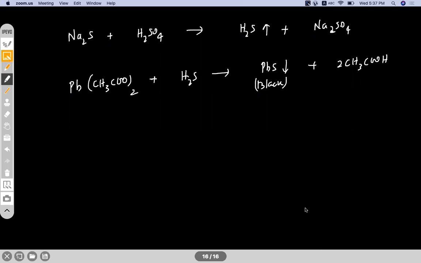Next we'll do the test of thiosulfate ion.